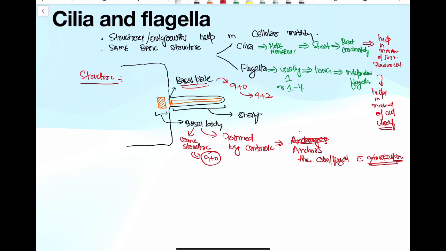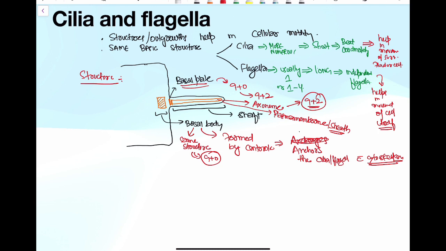There is an inner microtubular core called the axoneme, and that axoneme is covered by the plasma membrane. The shaft has two things: the axoneme, or the core, and the plasma membrane, or the sheath. If we check the structure of the axoneme, it has a 9 plus 2 microtubular cartwheel arrangement, and we are going to study that arrangement.